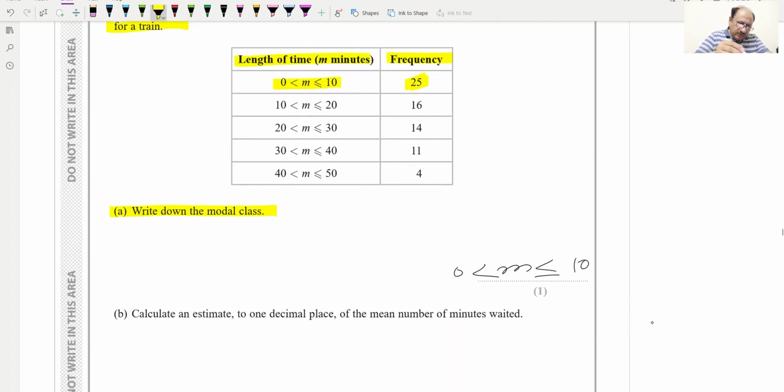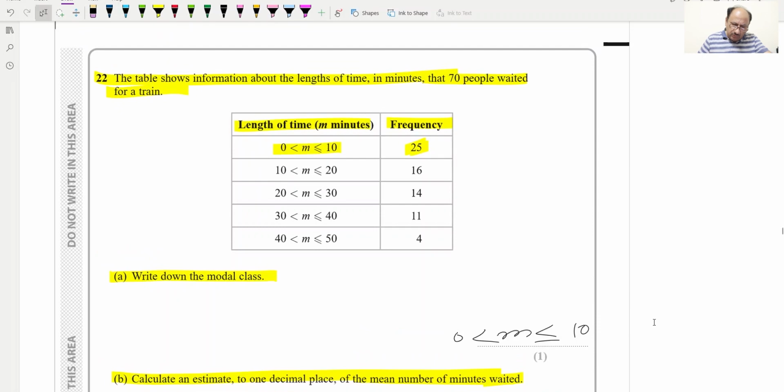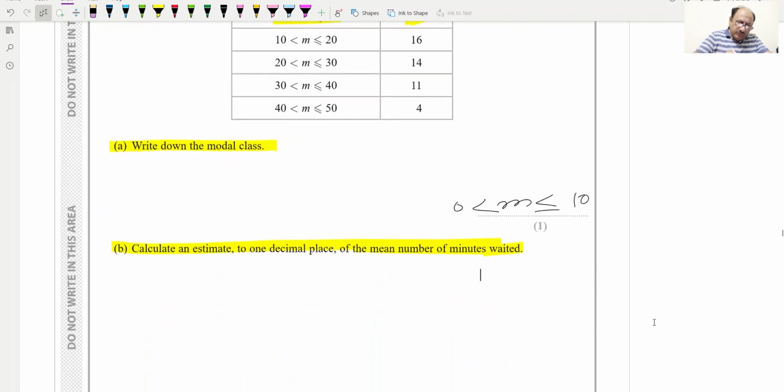Now the second part, part B, basically calculate an estimate to 1 decimal place of the mean number of minutes waited. To calculate the mean we will be using the formula: mean is equal to sigma fx over sigma f.